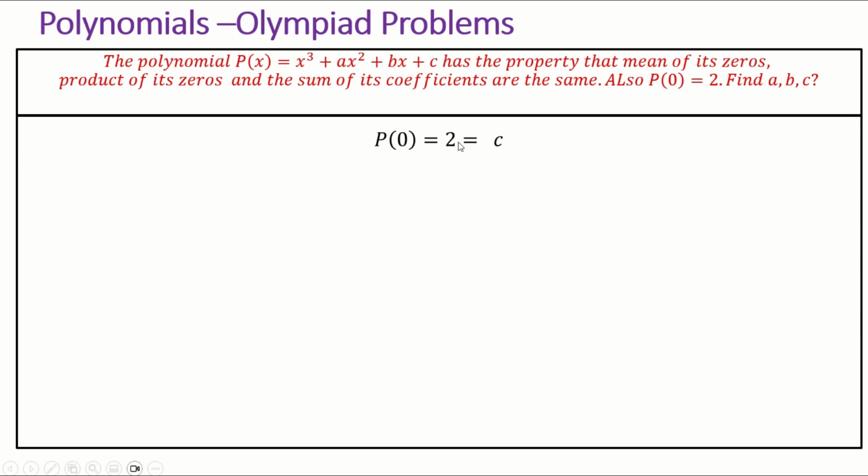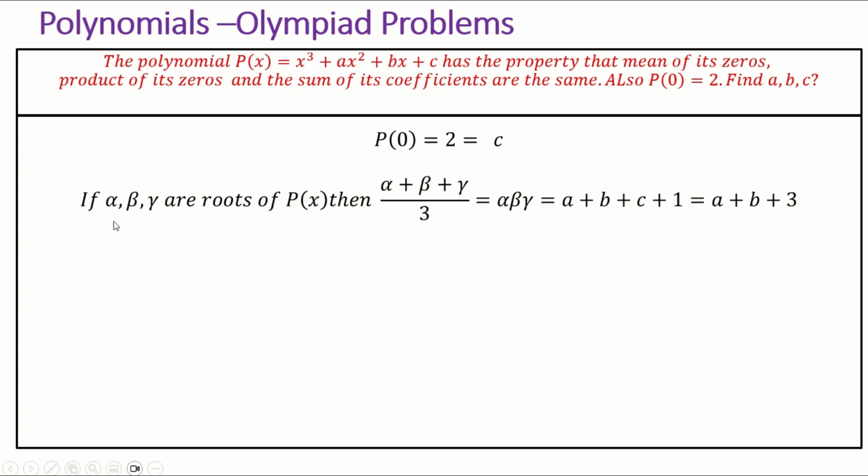Okay. P of 0 equal to 2 is given. P of 0 is what? If I put 0 here, x cube is 0, x square is 0, x is 0. So only c is remaining. P of 0 equal to c. So c equal to 2. So one value we got already.